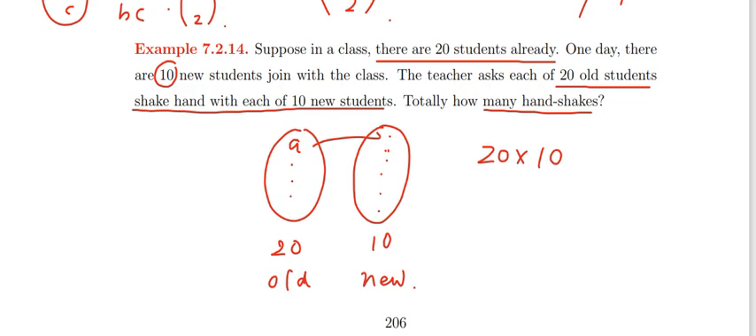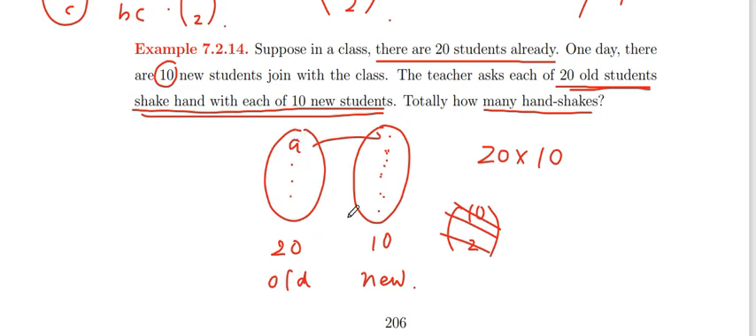So for this problem, maybe we can also consider that those students also need to shake hands, right? So from here, pick 2. From 10, pick 2. This is for the new students to shake hands with each other. So the question is, those old students shake hands with the new students. For the new students, the teacher does not ask them to shake hands with each other.